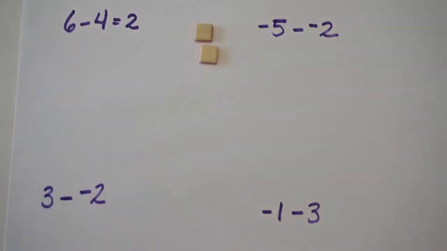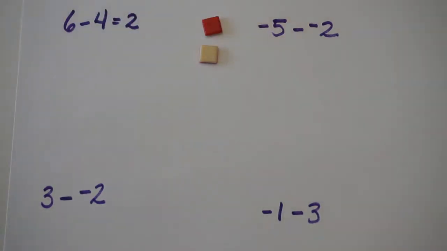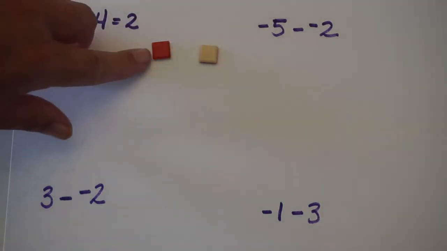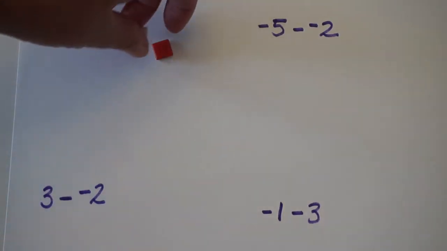In order to work with integers, you will want to have chips or markers of some sort that have one color on one side and one color on the other. And then you decide which one of those is going to represent a positive unit, and which one is going to represent a negative unit. So we'll have red representing a negative unit and white representing a positive unit.